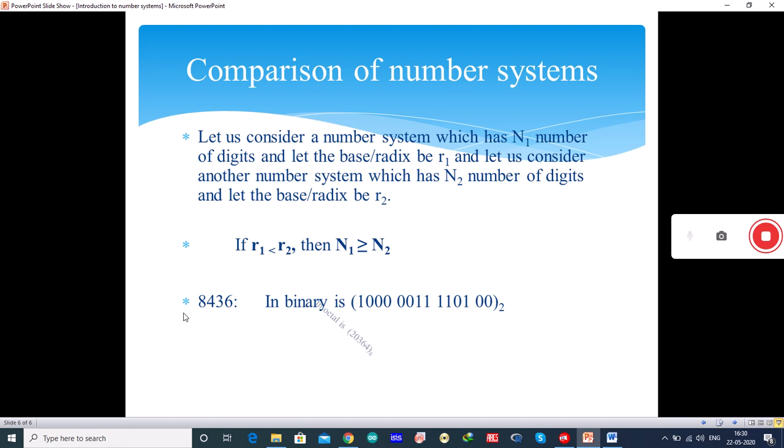Also, if you consider the case of octal, base 10 is decreasing to 8, and the digits required are 4 here and 5 there. I said that sometimes it may be equal. In the case of hexadecimal, you have 4 and 4. So it is very clear that this relation holds good. That is, as R increases, N decreases. It means as the base increases, the digits required to represent the quantity decrease, and vice versa.